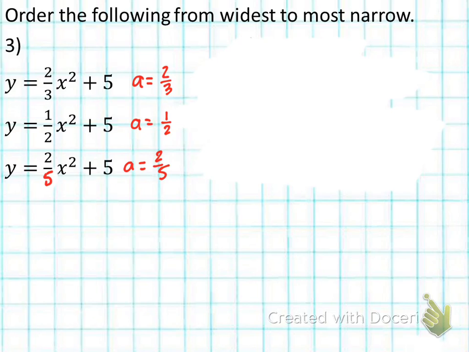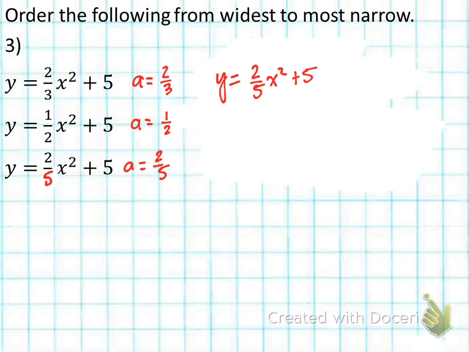So since it's the closest, it's going to be the most wide, okay? Or the widest one, okay? So you write that one first. This is going to be the first one you write. y is equal to 2/5 x squared plus 5. That's the first one. What's the next one?